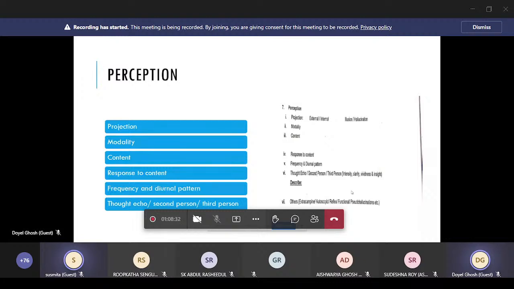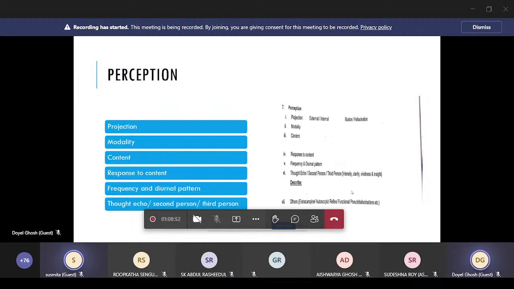Reflex hallucination is stimulation in one modality, like sneezing causing headache. Sensation in one modality is causing hallucination in another sense modality. Sneezing is causing headache, that is reflex hallucination.